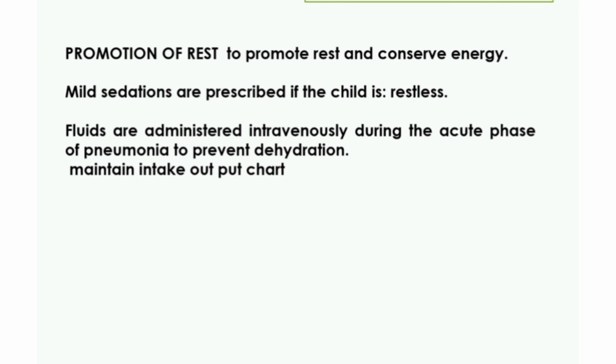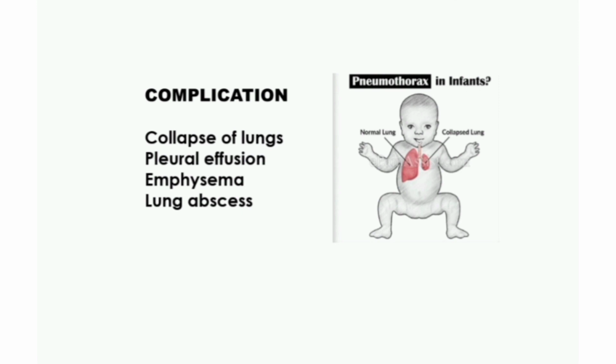Let us see the complications of pneumonia. The first one is lung abscess, because if this is not treated well, it leads to lung abscess and collapse of the lungs. You can see in the picture how one lung is collapsed. Then there will be emphysema and pleural effusion also. These are the various complications that occur due to pneumonia.